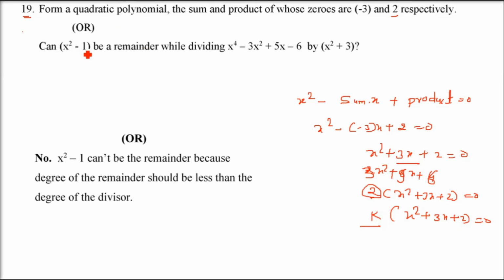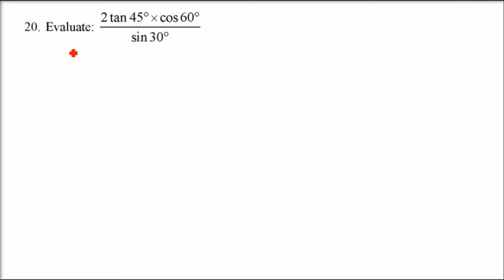So k is important. Can x square minus 1 be a remainder while dividing x to the power 4 minus 3x square plus 5x minus 6 by x square plus 3? The question is saying you are dividing this expression by x square plus 3 and the remainder you are getting is x square minus 1. Can it be a remainder? The simple answer is no, because the degree of the remainder, which is 2 here, has to be less than the degree of the divisor, and here it's equal, which is not possible.